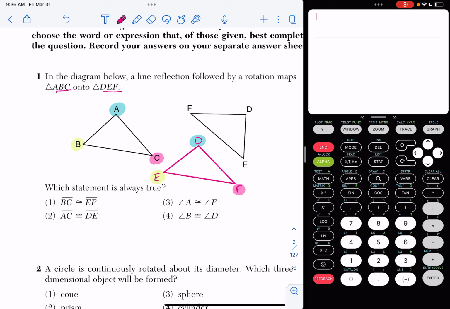So now let's take a look at our answer choices. Number 1, BC and EF. Those are two corresponding line segments, so that looks like it's going to be true, but let's still check the other options. 2, AC and DE, those do not correspond, so that's incorrect. Angles A and F do not correspond, and angles B and D do not correspond. So the answer to number 1 is choice 1.